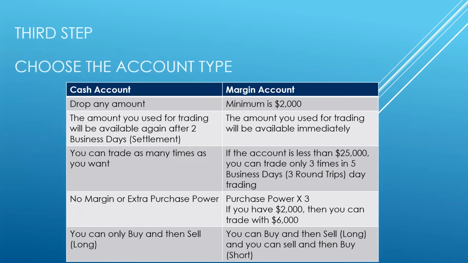Now, two types of accounts that you have when you open an account with the broker. The first one is called cash account. The second one is called margin account. What are the differences between both? The first one is in the cash account, you can deposit any amount in this account.